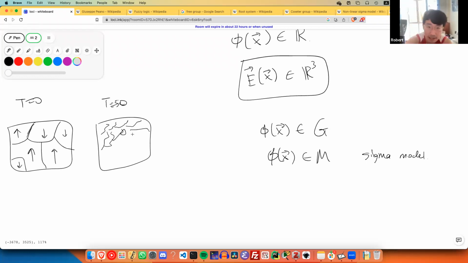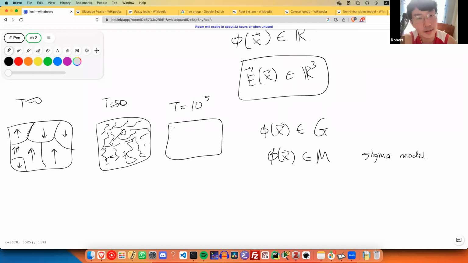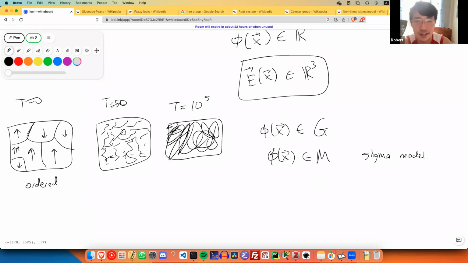Like there's a whole region where all the spins are up. That's what I define as a domain. So as you increase temperature, the domains get smaller and smaller. If you raise temperature to very, very high temperatures, let's say 10 to the 5, then the domains are super fuzzy. It's just white noise basically. So on one end you have very ordered, and at infinite temperatures it's just white noise. Every location is very uncorrelated with the next one.